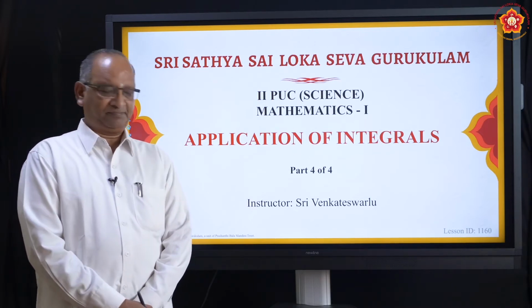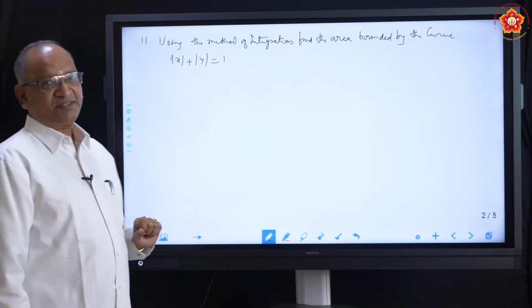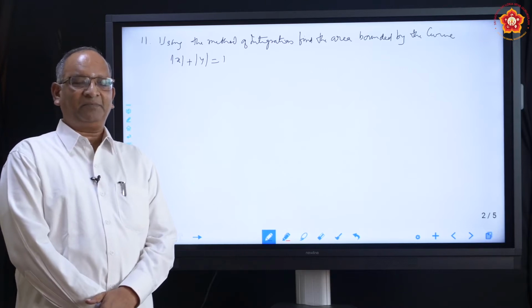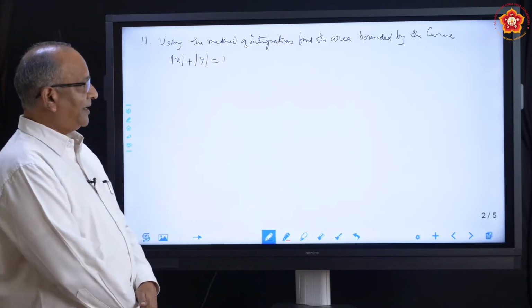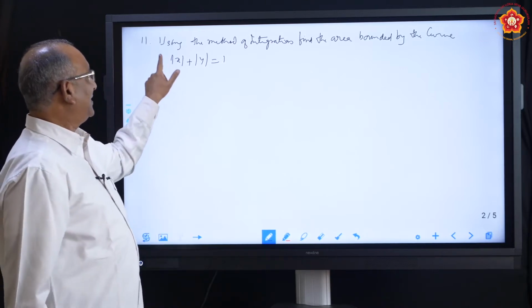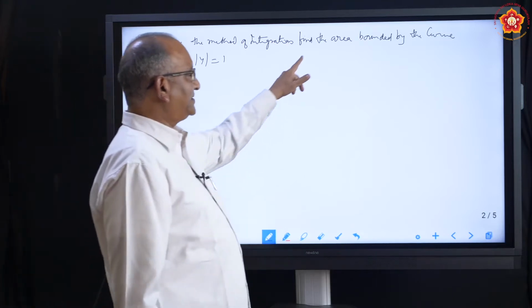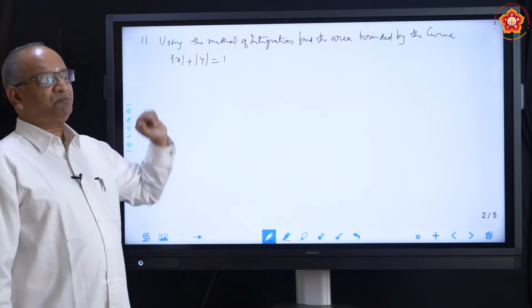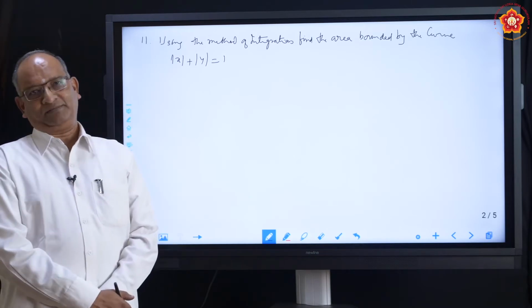Let us begin with the 11th problem, very different from other problems, but at the same time very interesting. Why is it interesting? Because it says: using the method of integration, find the area bounded by the curve modulus of x plus modulus of y equal to 1.